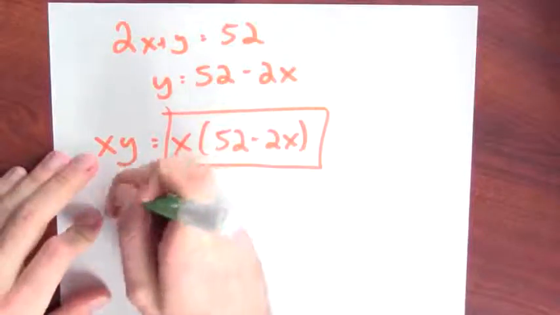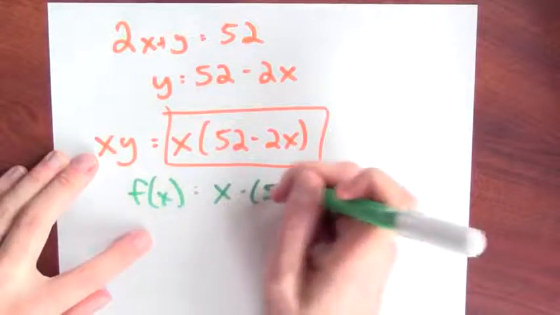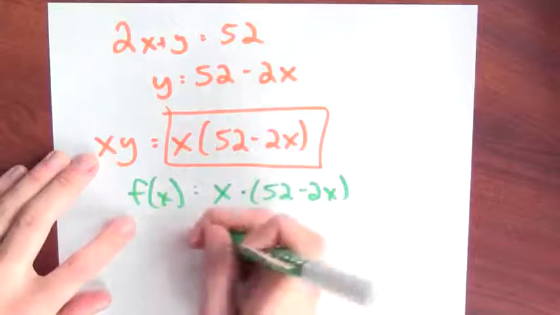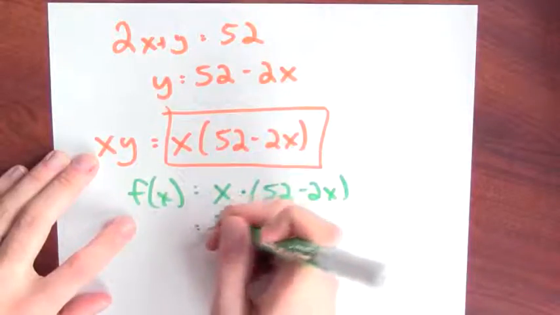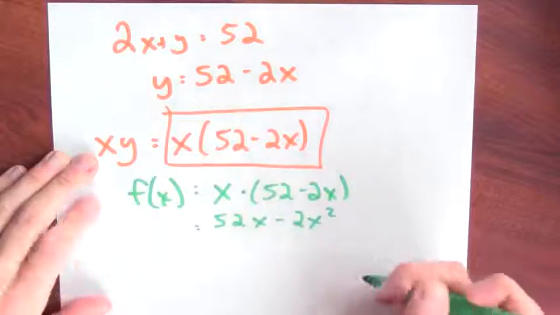Okay, fantastic. Now I've got a function of one variable, so I can apply calculus. I can differentiate this thing and search for the critical points. So let's call this function f. So f of x is x times (52 minus 2x). That dot is multiplication. I could distribute this and write f as 52 times x minus 2x squared.